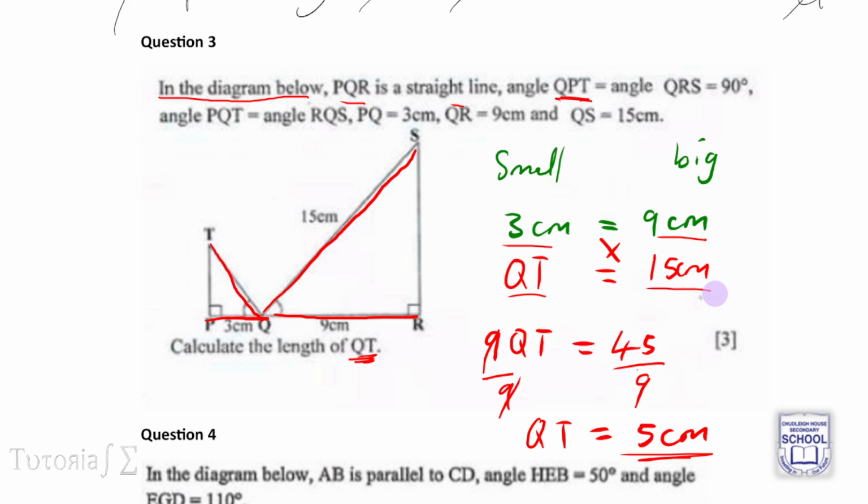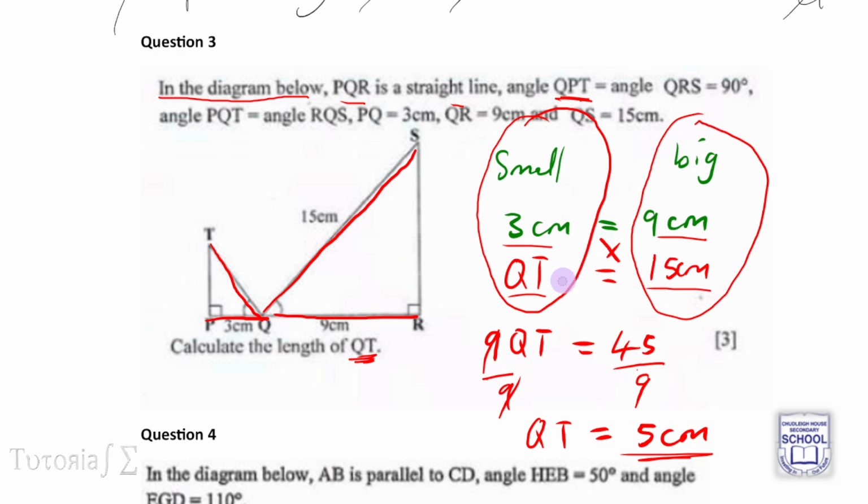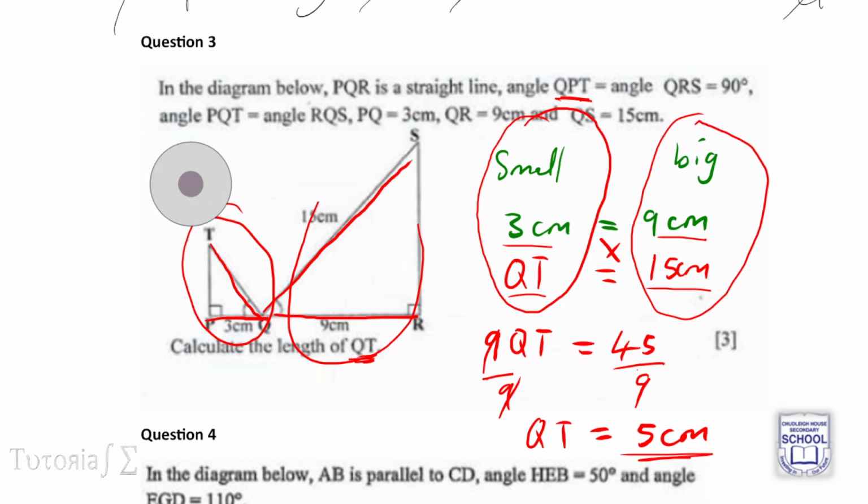So here, what you should just note is that values of the same shape should be in one column and values of the other same shape should be in one column. Like here, 3 centimeters and QT are coming from the small triangle, and 9 centimeters and 15 are coming from the big triangle. So they should be in one line like that. So this is what you should consider on questions like this.